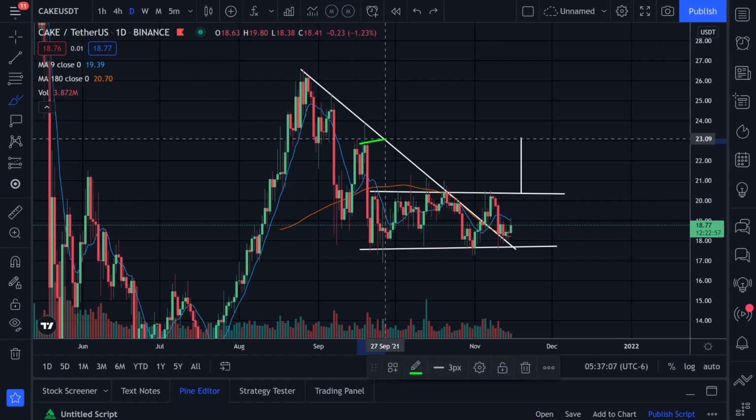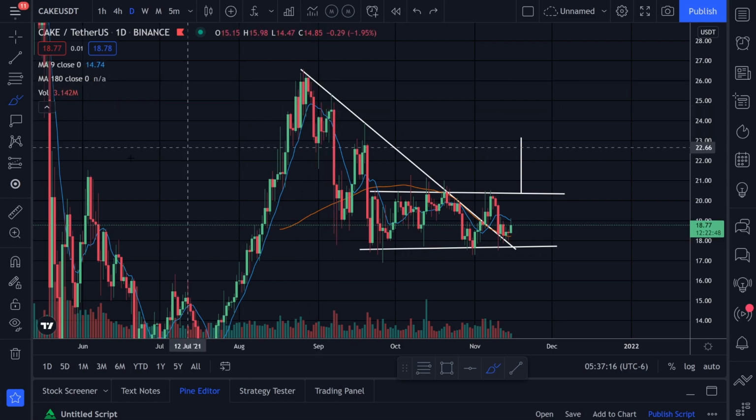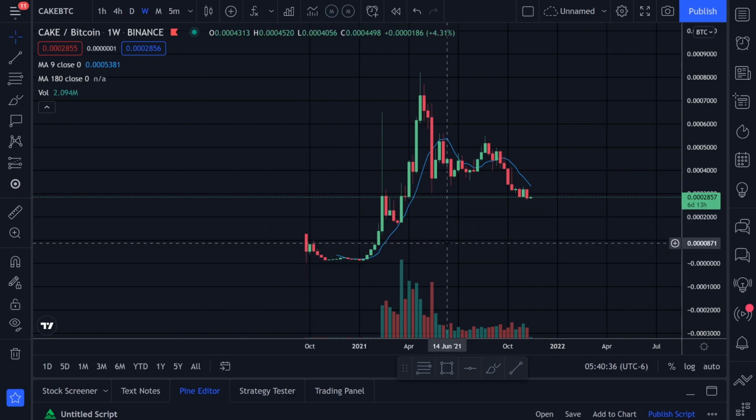This one kind of lines up with this target right here. It actually lines up pretty perfectly. And then this target over here is around 24.58, and this one is at 26.16. Let me show you what I'm looking at on the CAKE to Bitcoin chart.